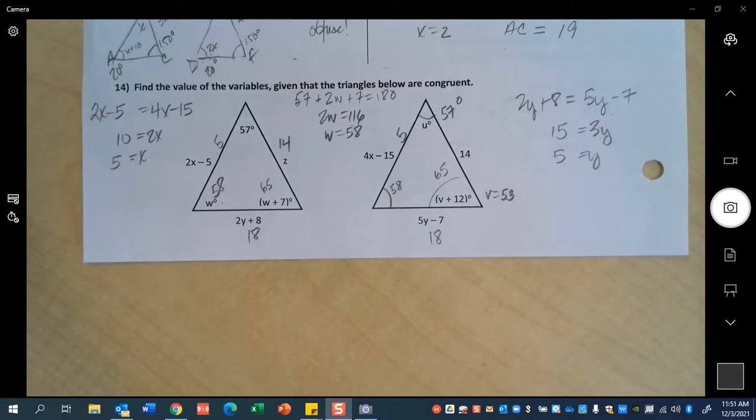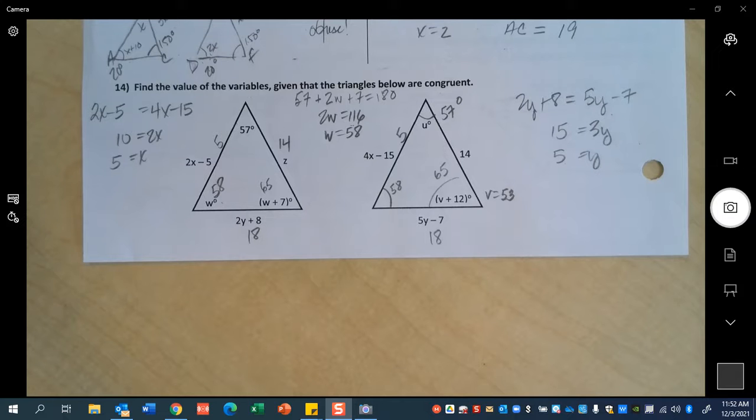So, you gotta focus on whether your information is sides or angles. Here I have x is equal to 5, so that tells me this side is 5 and this side is 14 because that's from here, right? I said these two y values equal to each other over here. Y has a value of 5. That's how I get 18 for each of these sides.